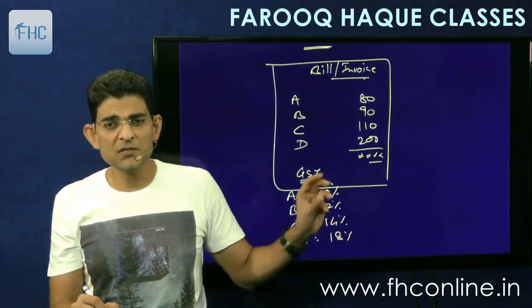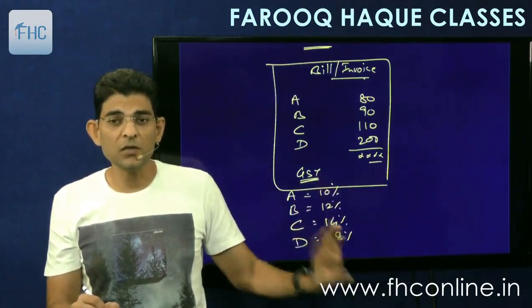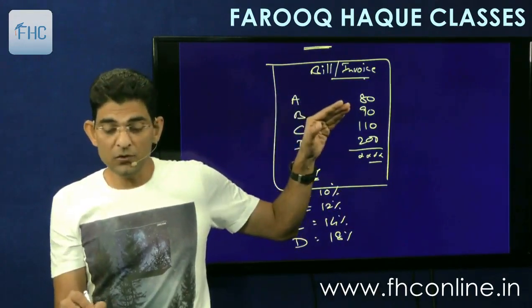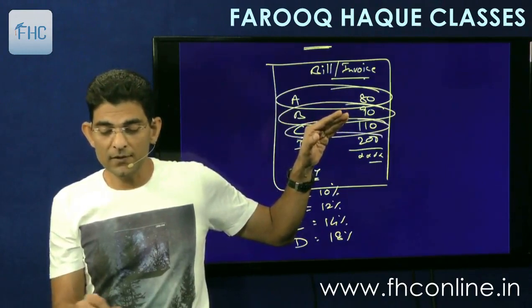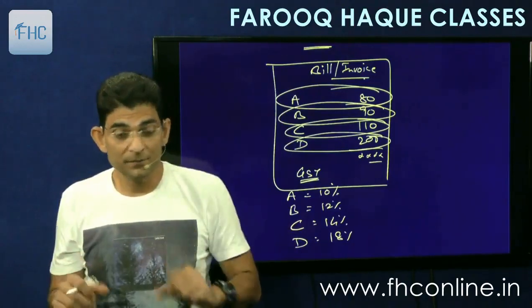And we can show the GST on A this much, GST on B this much, GST on C and GST on D, then total GST. So this is not mixed supply. If we know the values of each item separately, then it is a normal supply. Then what is a mixed supply?